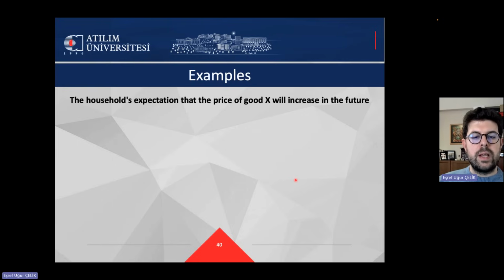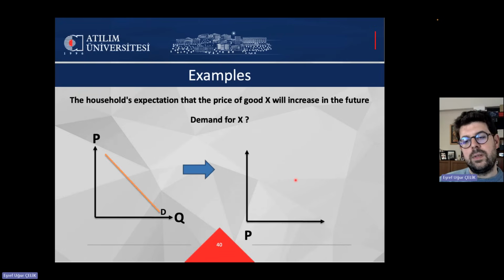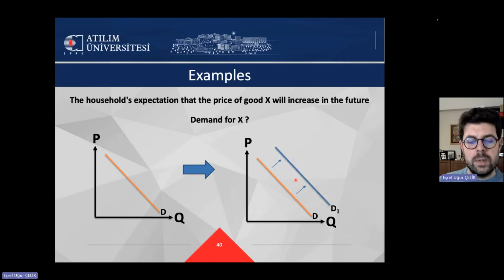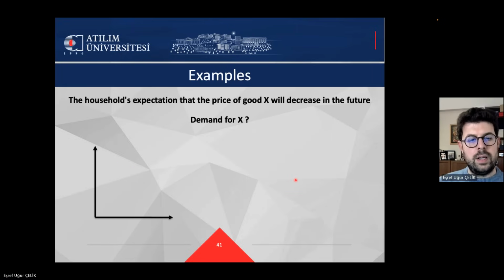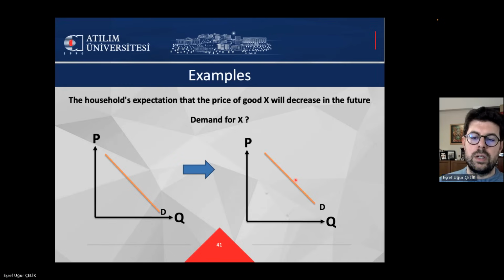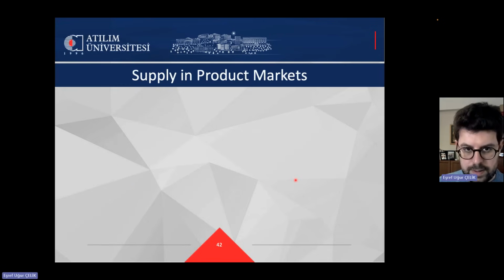The household's expectation that the price of good X will increase in the future. So can you buy it now or later? I can buy it now, so demand becomes higher now, so the demand curve is shifting to the right. What if you expect that the price becomes lower in the future? I cannot buy now, so demand becomes lower, so the demand curve is shifting to the left.